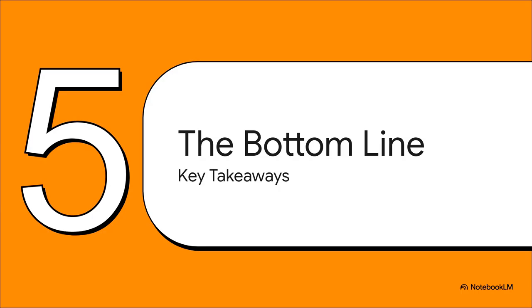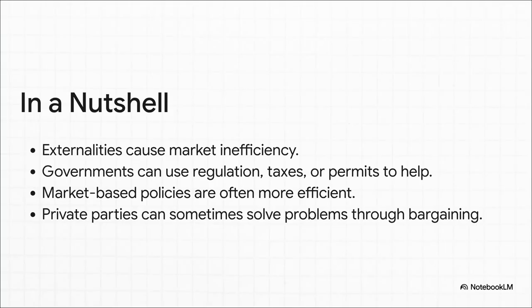All right, we've covered a lot of ground. So let's bring it all home with our final section, the bottom line. What are the most important things you need to remember from all of this? So let's put it all in a nutshell. First, externalities, both positive and negative, cause market outcomes to be inefficient. Second, governments can step in to fix this, using things like regulation or, more often, market-based policies like corrective taxes and tradable permits. Third, those market-based policies are often way more efficient at getting the job done. And finally, don't forget that sometimes private individuals can solve these problems all on their own, as long as they can bargain easily.